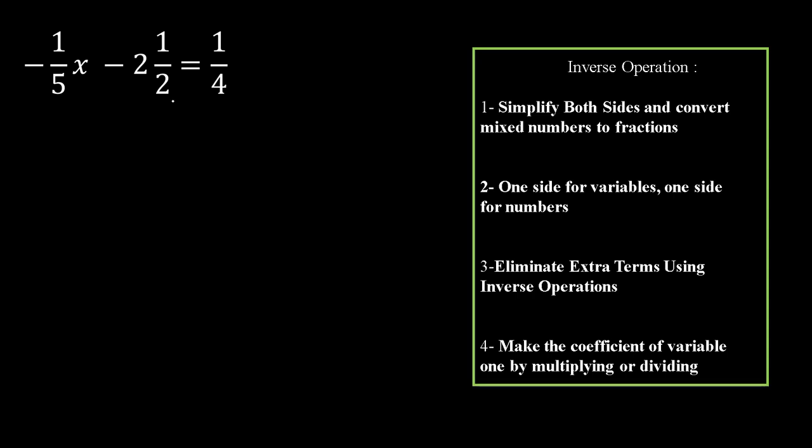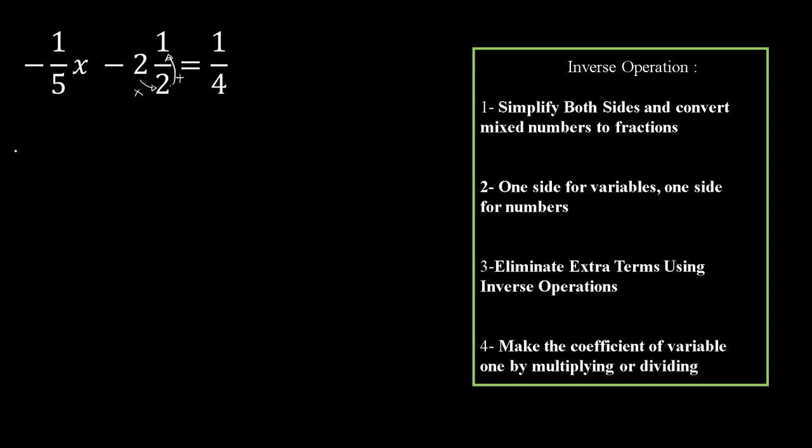So first I must simplify both sides. Do I need to simplify them? Yes. Why? Because I have a mixed number, and as I told you, I do not like mixed numbers. I must convert it to a fraction. How am I supposed to convert it to a fraction? The whole number multiplied by the denominator plus the numerator.